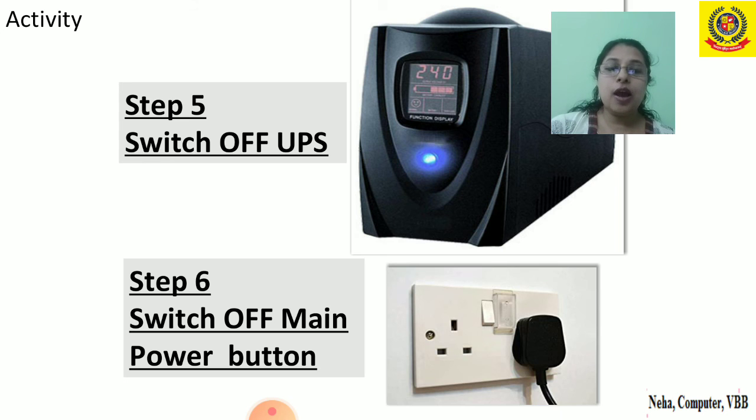So students, we are not going to turn off the main power button directly. First, we have to press the start button, then shut down, and then wait for a while. After that, we will turn off the monitor button and then the UPS button, and then we are going to switch off the main power button.